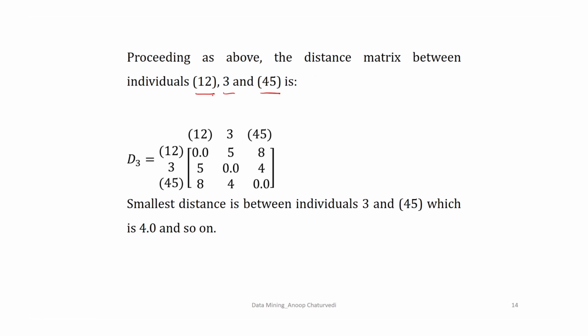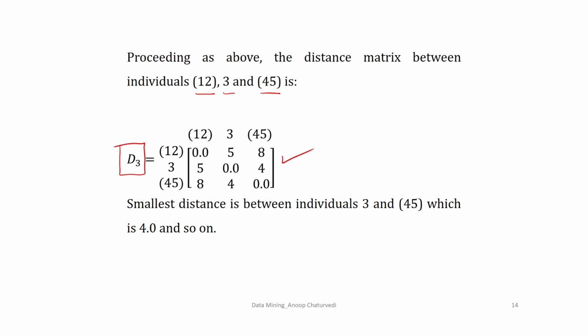The distance between 1, 2 and 4, 5 is the minimum of the distance between 1, 2 and 4 and the distance between 1, 2 and 5. Similarly, the distance between 3 and 4, 5 is the minimum of the distance between 3 and 4 and the distance between 3 and 5. And ultimately, we get this distance matrix D3, which has these elements.